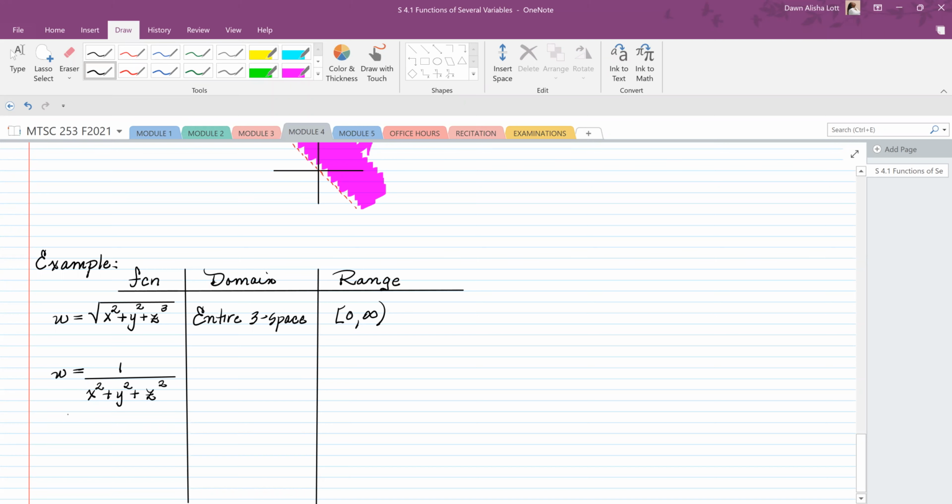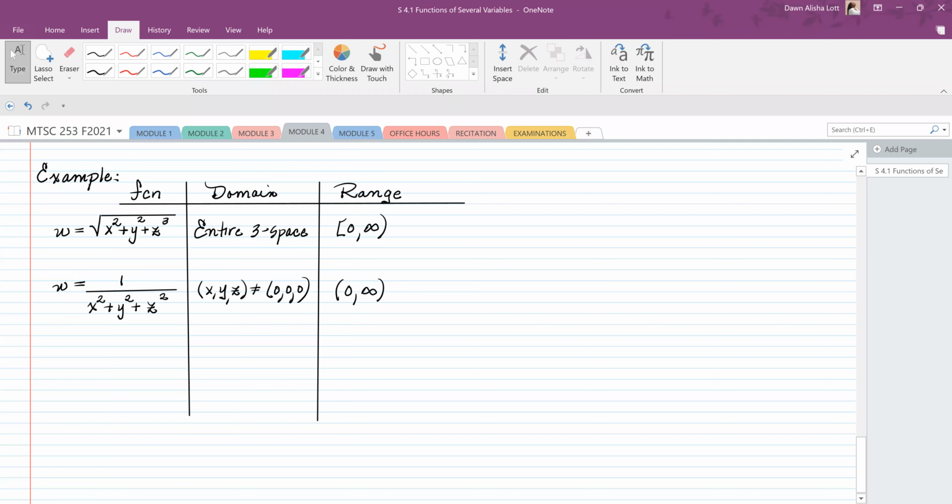And so everything is viable to go in there except for the 0. And what can come out? Well, you can get positive things that can go from 0 to infinity.